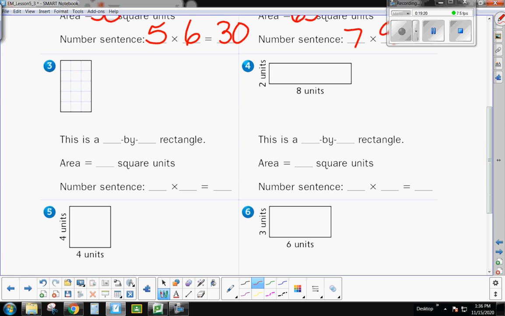All right, looking at number 3. Now they don't have it labeled for you, but you can just go ahead and count. 1, 2, 3, 4, 5, right? This is a 5 by 1, 2, 3 rectangle. So 5 times 3 equals 15.